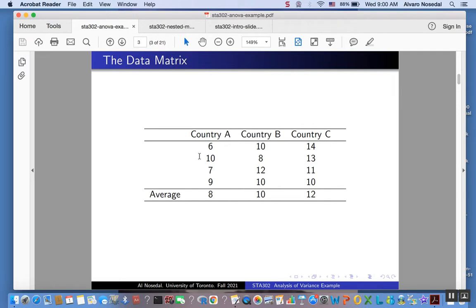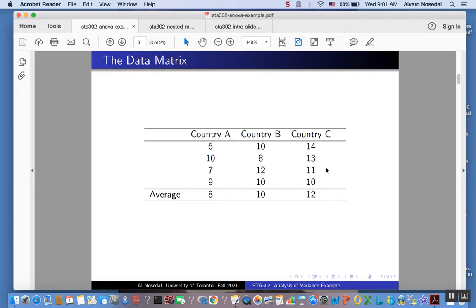And if you compute the average of those sales by country, you're going to end up with an average of 8 for country A, an average of 10 for country B, and an average of 12 for country C.